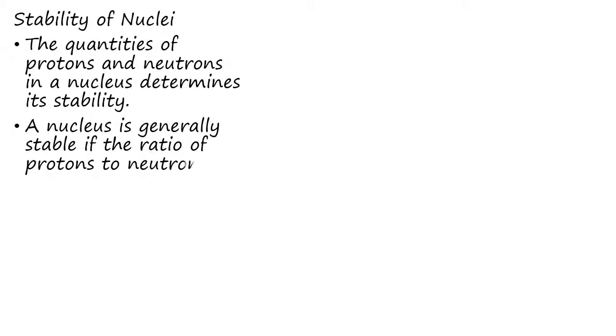And we'll begin with stability of nuclei. The quantities of protons and neutrons in a nucleus determine the stability of that nucleus. A nucleus is generally stable if the ratio of protons to neutrons is 1 to 1. This is for smaller nuclei. When we get to larger nuclei, this rule changes.